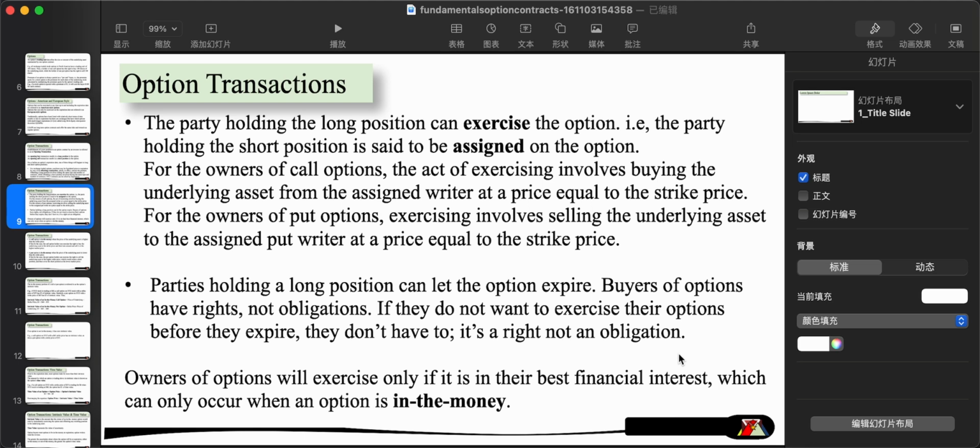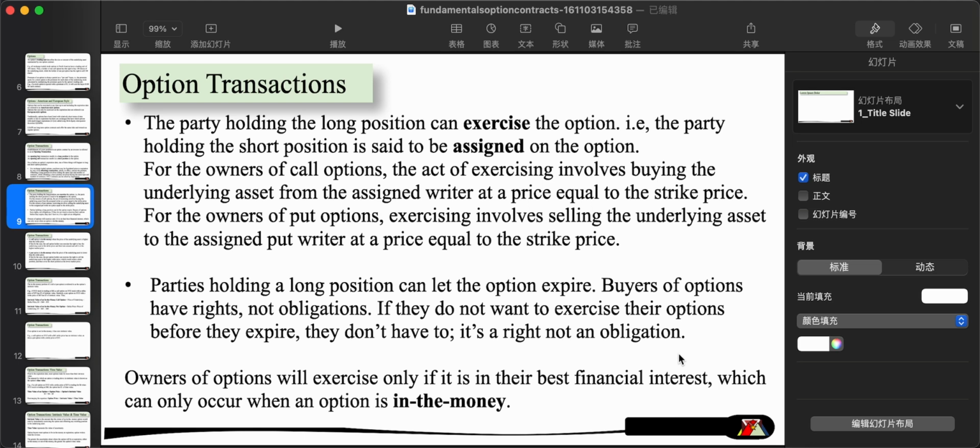The party holding the long position can exercise the option. The party holding the short position is said to be assigned on the option. That is very important. Before you trade, it's best to understand the definitions of exercise and assigned. As a contract holder, an option buyer, you can exercise the option. As the option seller, or option writer, you have to be assigned on the option.